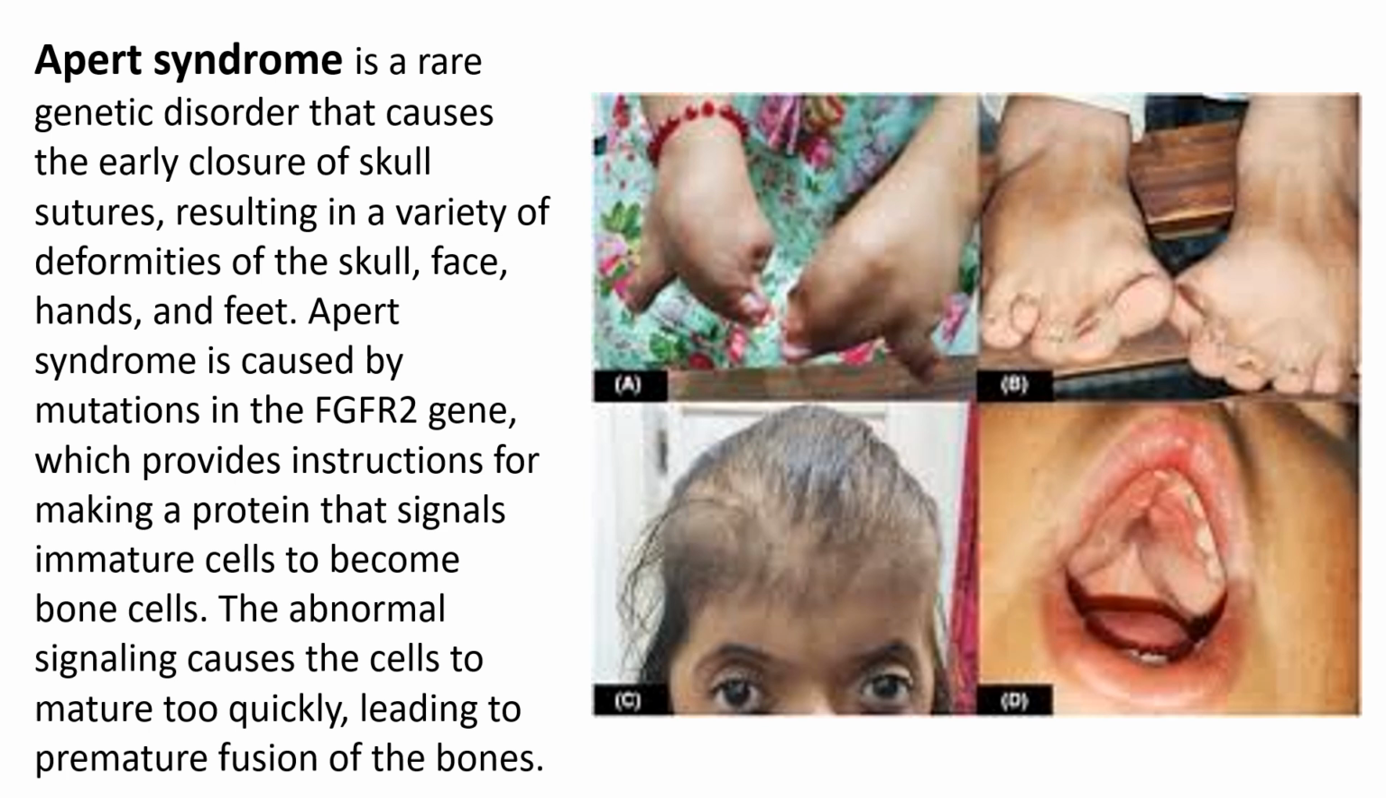The skull closes early on during the embryonic development phase. A closure of skull sutures, right, resulting in a variety of deformities of the skull, face, hands, and feet. Apert syndrome is caused by mutation of the FGFR2 gene, which provides instruction for making a protein that signals immature cells to become bone cells, right? The abnormal signaling causes the cells to mature too quickly, leading to premature fusion of the bones, right?